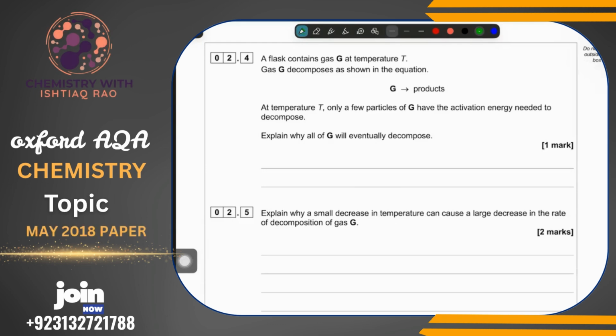A flask contains gas G. At temperature T, gas G decomposes as shown in the equation. At a temperature T, only a few particles of G have the activation energy needed to decompose. Explain why all of G will eventually decompose.